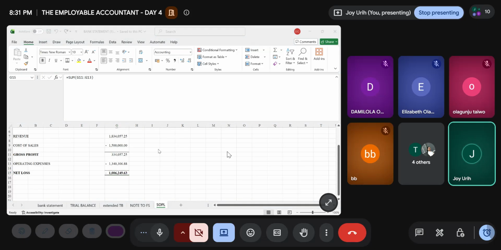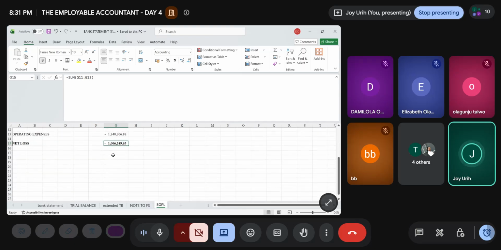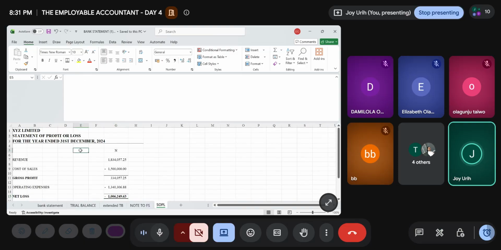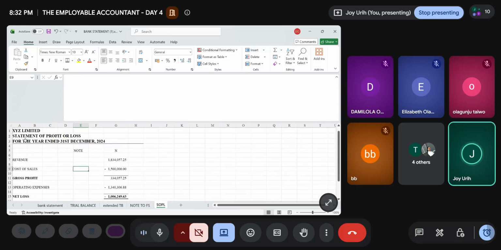So this is the statement of profit or loss. This is not complicated. Another thing you want to bring in here is the note number. Remember we just did the summary. This is actually the IFRS standard: you don't bring in what makes up revenue on the face of the financial statement. You only find that in the notes to the financial statement. So we want to link the note number here so that users of the financial statement will be able to see how you arrived at your revenue, and what makes up your revenue.